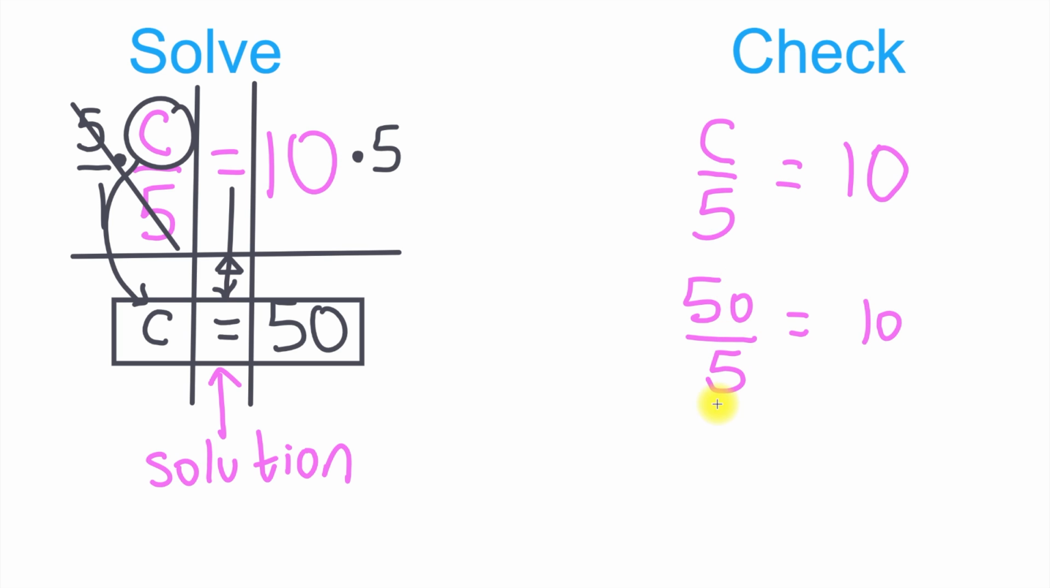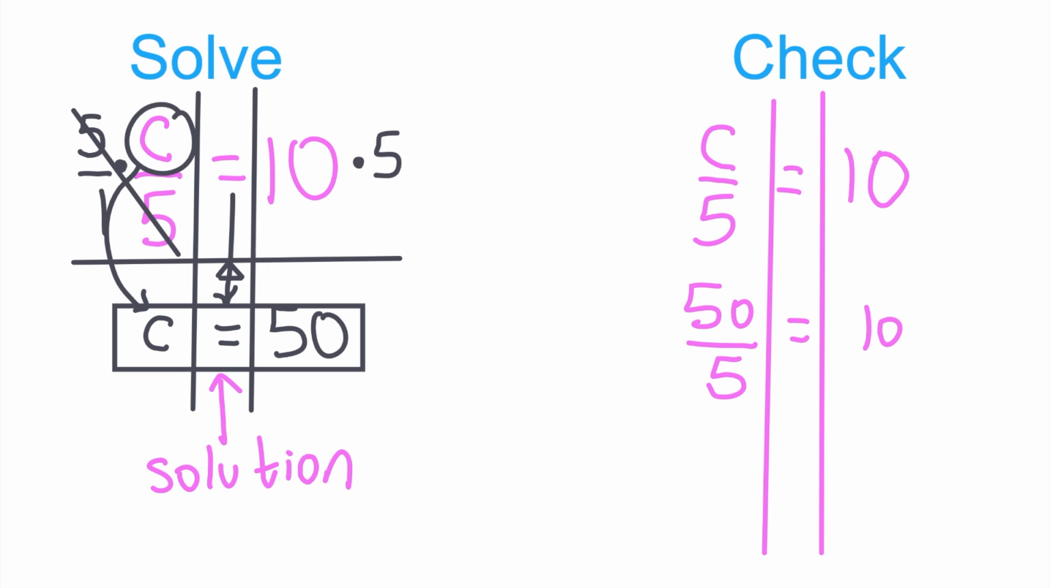If you want to separate the left side from the right side in the check, you can do that as well. That doesn't make any difference at all. Let's do that too, just to show. So we got the left side and we got the right side. Okay, so now we've got 50 divided by 5. And what's 50 divided by 5? Well, 50 divided by 5 is just 10. So we'll bring that down. We'll bring down our equal sign, and we'll bring down our 10. And therefore, 10 equals 10, so we know our value is correct. And that means our solution c equals 50 is also absolutely correct.